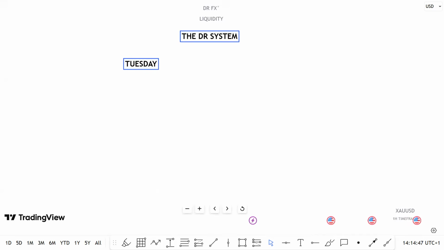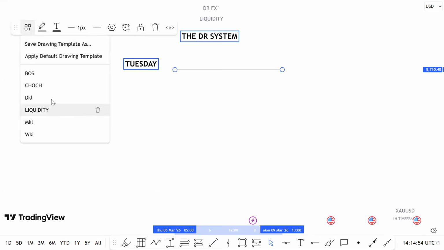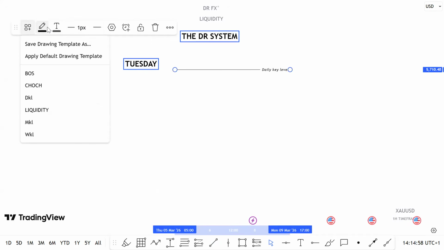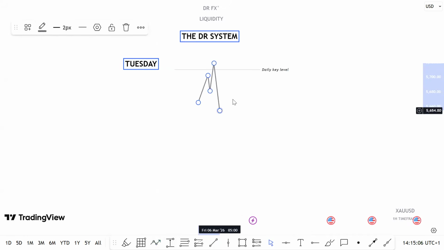Now, let's say you wake up on a Tuesday and the market is rejecting from a certain bearish level, like this. So you have a daily key level right here. If you're an intraday trader, you have a daily key level right here coming. Then on that particular day, the market comes into the daily key level, rejects, and gives us a breakout.